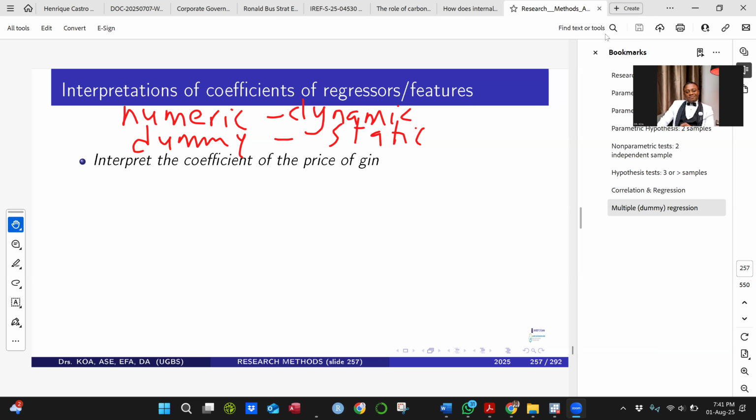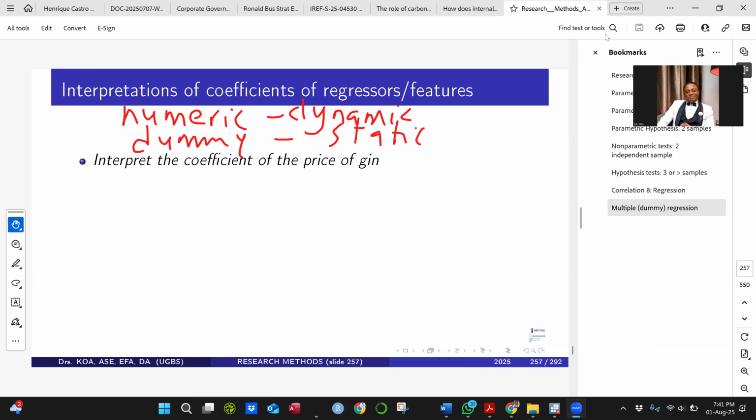So first of all, let's look at the coefficient. One of the coefficients is price. The coefficient of price is actually negative 3.15, corrected to decimal place. You got to learn how to interpret this. Remember, first of all, price is numeric and therefore is dynamic. How do you interpret this?